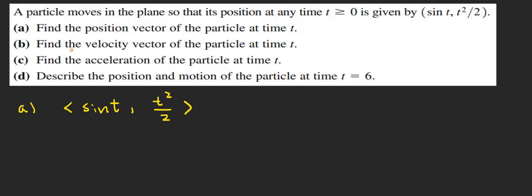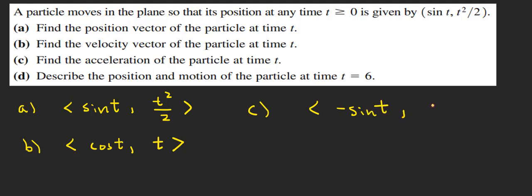What about part B? It says find the velocity vector of the particle at time t. So the velocity vector will be just the derivative of the x component, which will be cosine of t, and the derivative of the y component, which is going to be t. Now part C says find the acceleration of the particle at time t. So acceleration will be the derivative of cosine of t, which is going to be negative sine of t, and then the derivative of t, which is 1. So this will be the acceleration.